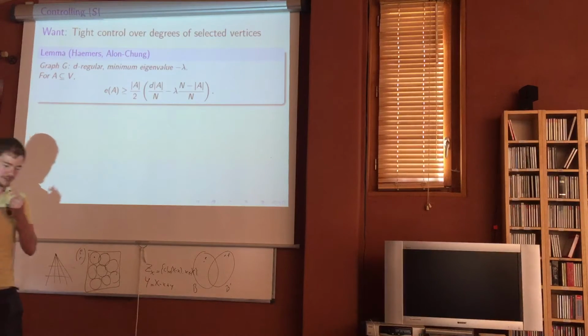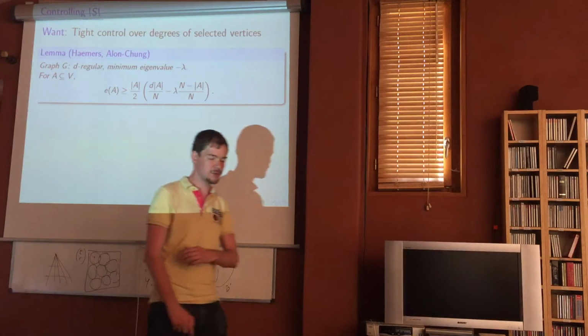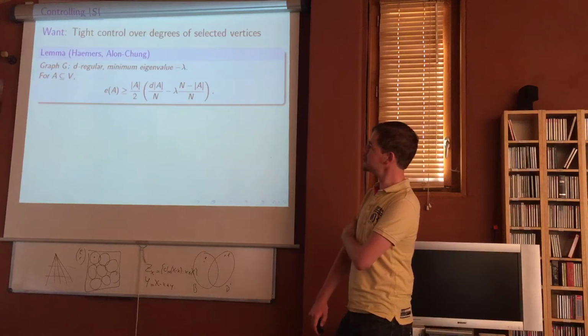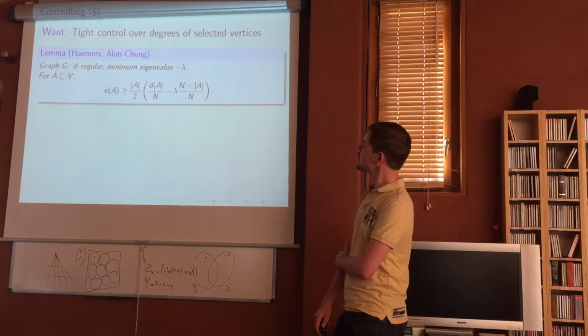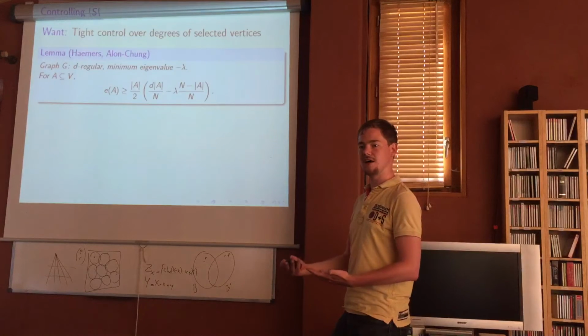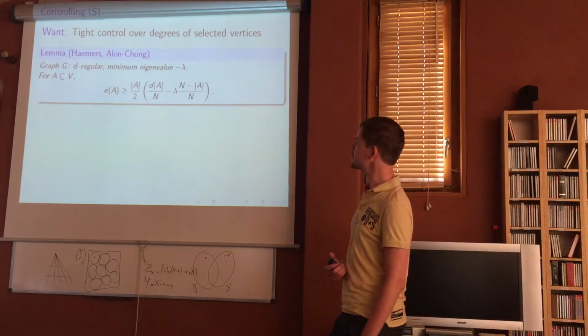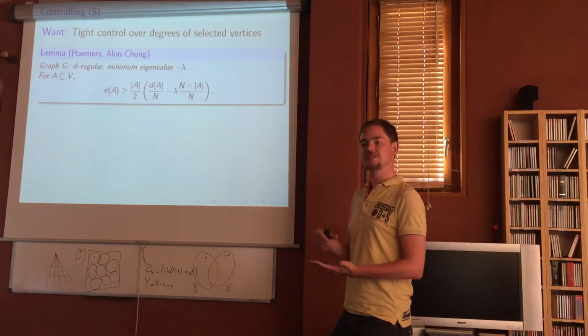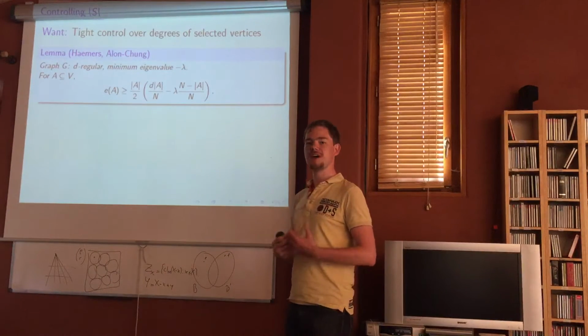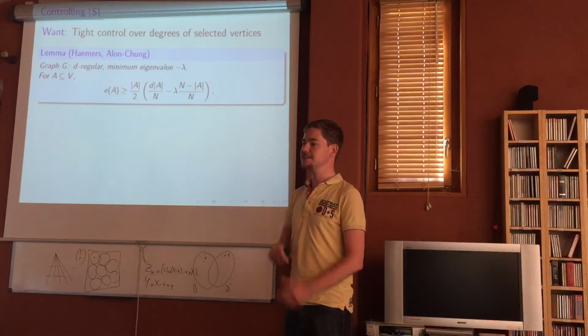Right, so this is the main technical lemma that we will use for that. It was proved by Willem Haemers, and later I think by Noga Alon and Fan Chung. And it says that if you have a regular graph like we have, with minimum eigenvalue of the adjacency matrix, and we have a subset of the vertices, then we can put a lower bound on the number of edges that are spanned by the set of vertices.